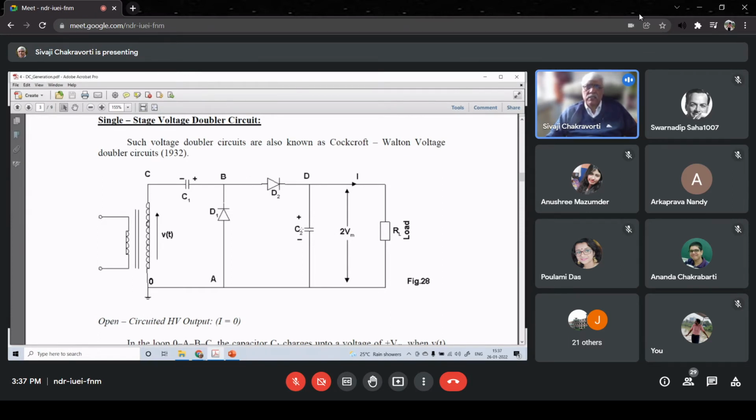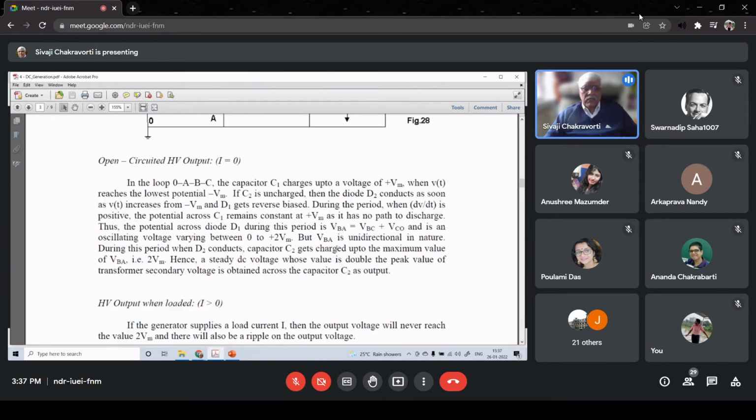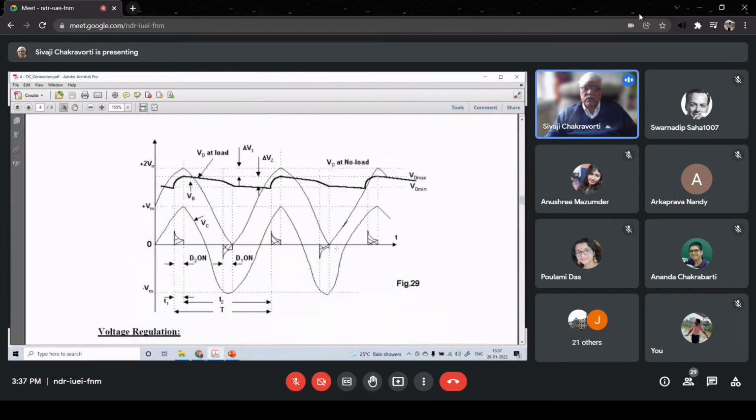So this C2 will be discharging for a quite significant amount of time through RL. But as I said, the time constant will be considerably higher compared to the 50 Hz, that one cycle, which is 20 millisecond, half cycle is 10 millisecond. So how does it look? Let us again go into this waveform diagram.